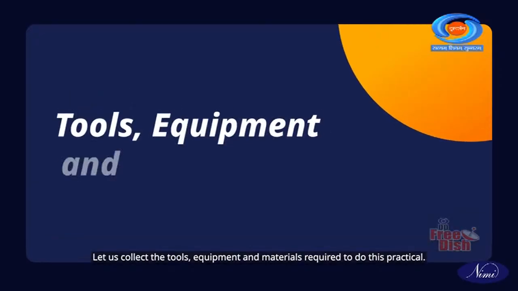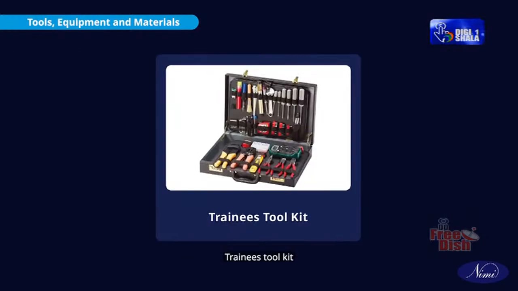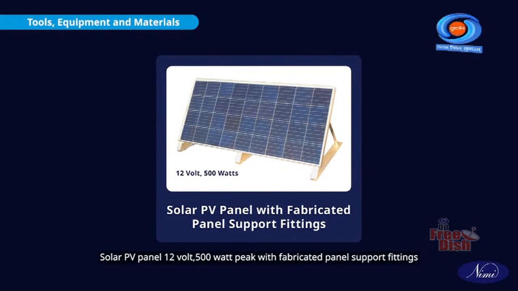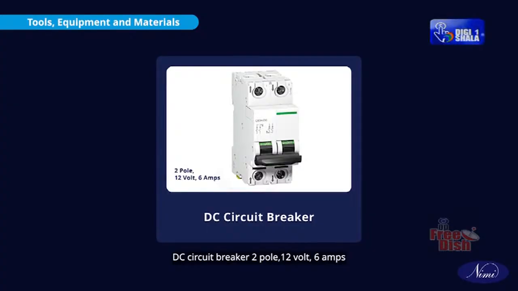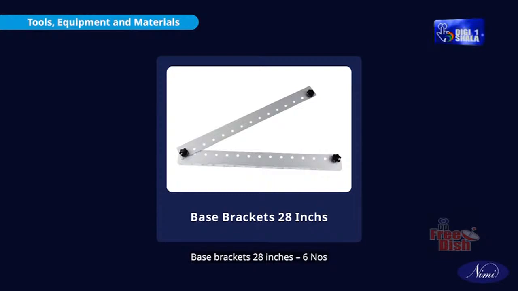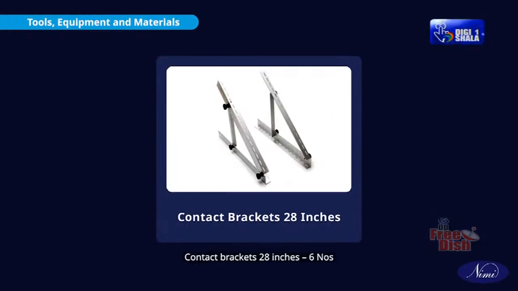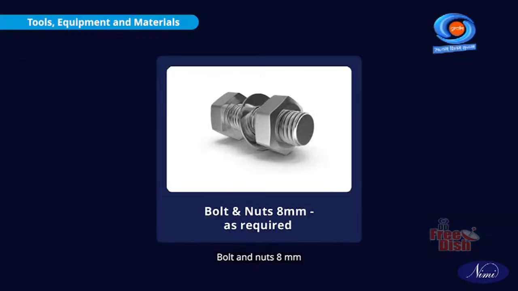Let us collect the tools, equipment and materials required to do this practical. Digital multimeter with probes, trainee's toolkit, solar PV panel 12 volt 500 watt peak with fabricated panel support fittings, solar charge controller type PWM, system voltage 12 to 24 volt, maximum output current 50 amps, DC circuit breaker 2 pole 12 volt 6 amps, connecting wires 1.5 square mm and 6 square mm as required. DC fan 12 volt, base brackets 28 inches 6 numbers, contact brackets 28 inches 6 numbers, supporting brackets 14.8 inches, bolts and nuts 8 mm.